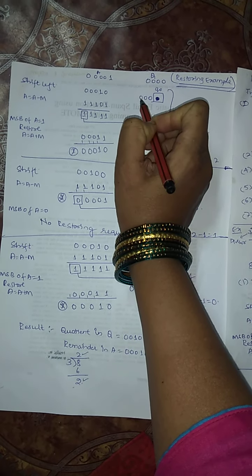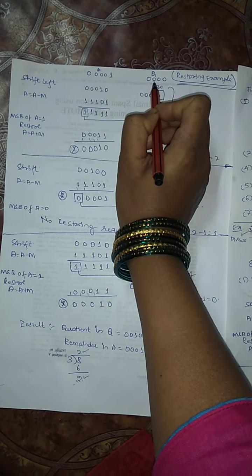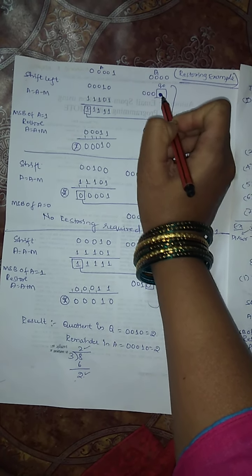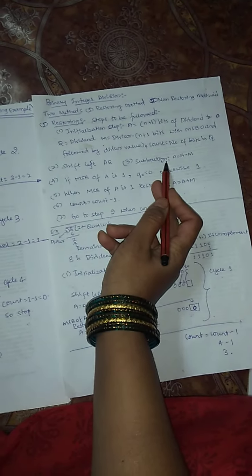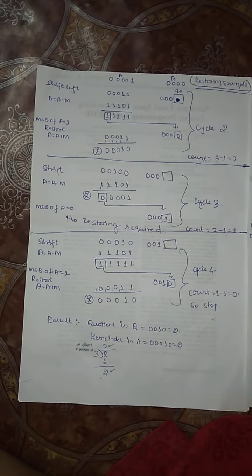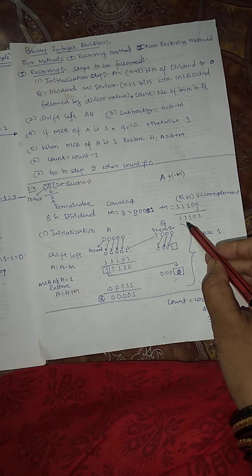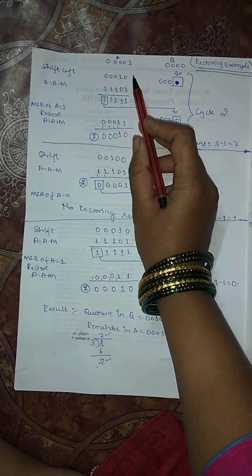So when this 0 goes here, these 3 zeros are remaining. One vacant space is created. Now what to set? We will see in the next step. After shift left, we have subtraction: A is equal to A minus M. So what is minus M? The minus M value we have already calculated is 11101. So now I have taken 11101 and I am going to add it.